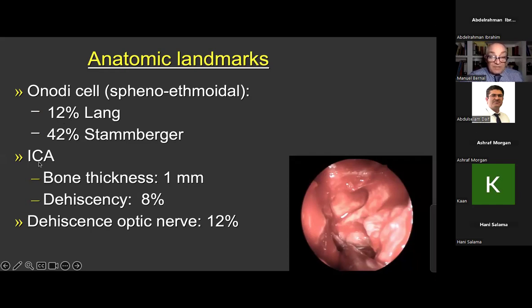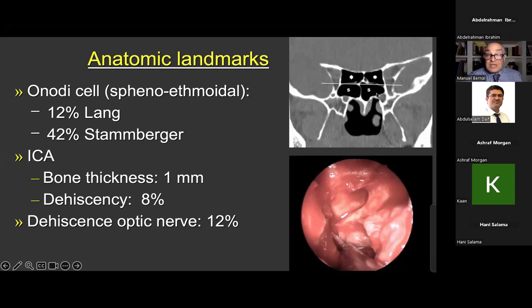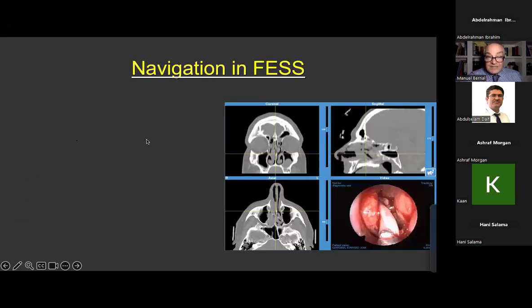Remember that the thickness of the bone over the internal carotid artery is 1 millimeter, somewhere down there, and you may have dehiscencies in a certain percentage. Also, the optic nerve can be dehiscent, as we can recognize here, okay? And then whenever you see on the CT scan, like a window, a picture on the sphenoid sinus, you know already that both superior windows or areas are suprasphenoidal cells, namely the so-called sphenoethmoidal or Onodi cells.